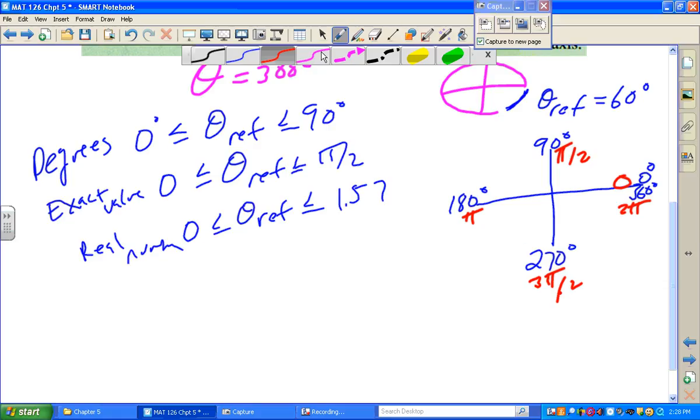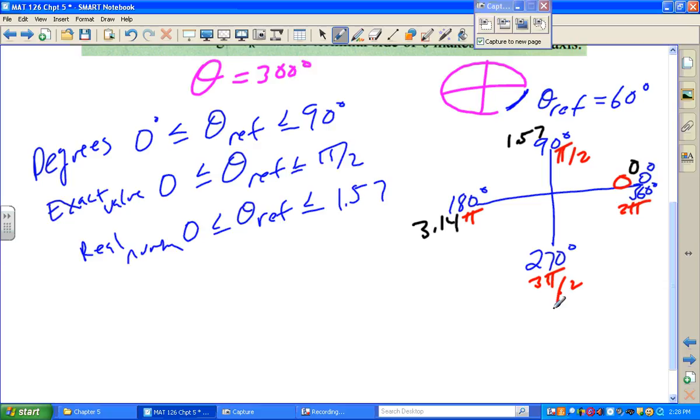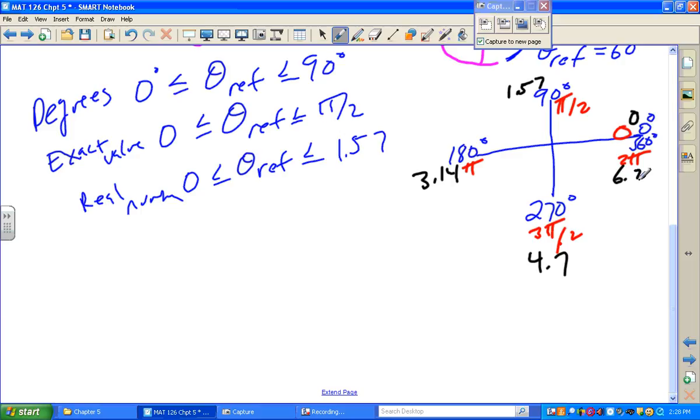Now, in terms of real numbers, without the pi, what is still 0? That's good. This is 1.57. This is 3.14. What is 3 pi over 2 as a decimal? You have a calculator. 4.7. And then finally, 6.28. You have all those numbers because if I say what is the reference angle for theta if theta equals 5?